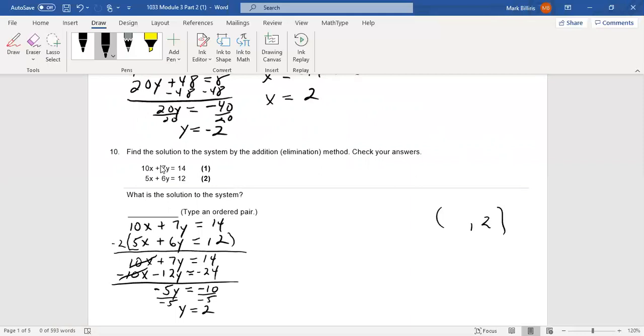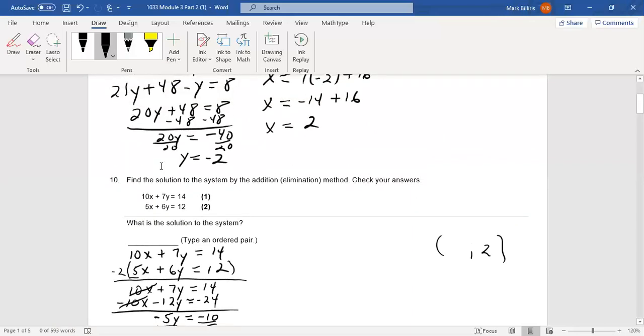Now I have to find my x value. So I'm going to go back to my original equations, either one. I'm going to take the first equation, the 10x plus 7y equals 14, and substitute 2 in for y. So we'd have 10x plus 7 times 2 equals 14. So we'd have 10x plus 14 equals 14.